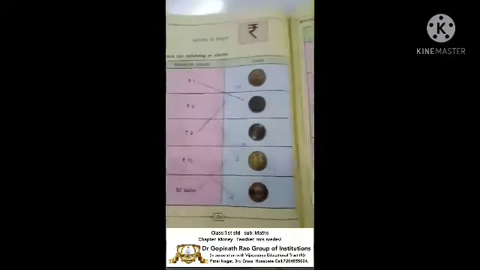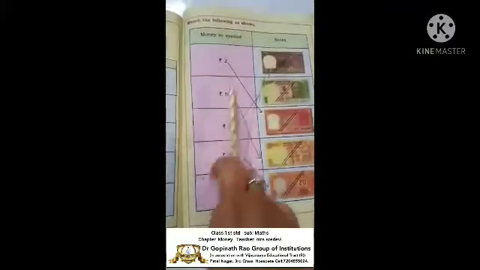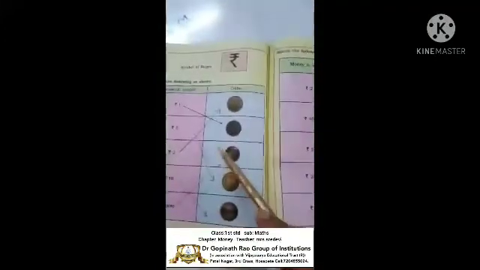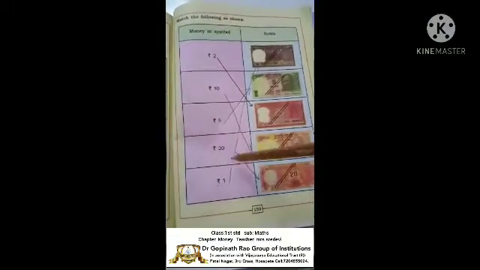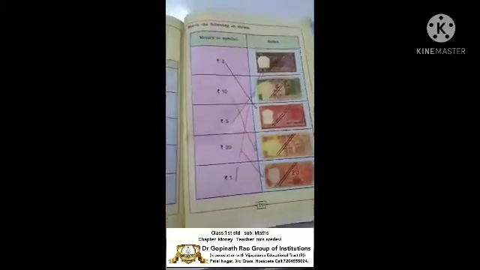Here are the paise and here come the notes. So money and the symbol, and these are notes. What you have to do is the same way you matched the coins, match with the notes. So 2 rupees note, 5 rupees note, 10 rupees note, this is a 20 rupees note and this is 1 rupee.